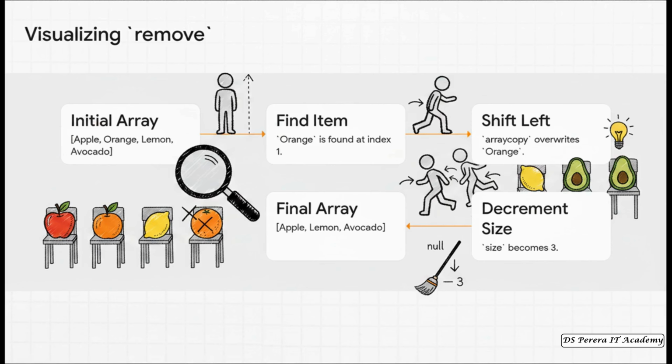We've overwritten orange, but now we have a duplicate avocado at the end. Step 5, to fix this, we first decrement the size to 3. Then we set the now unused last slot, which still holds that duplicate avocado, to null. This is good practice to help Java's garbage collector reclaim that memory. Step 6, and there we have it. The final clean array is apple, lemon, avocado, with the gap perfectly closed.